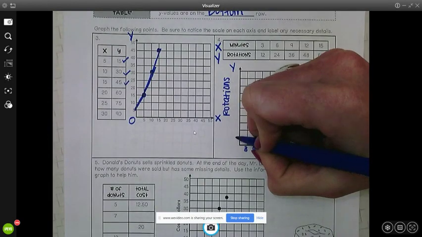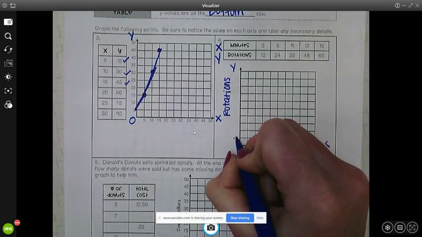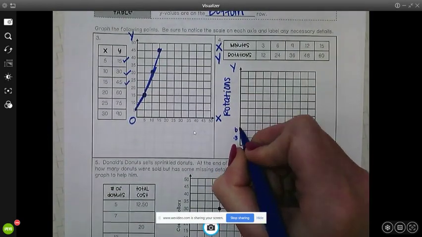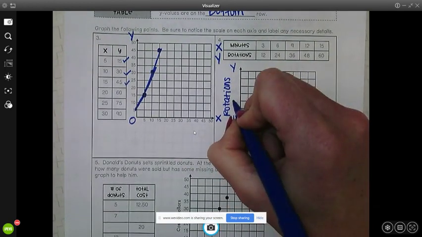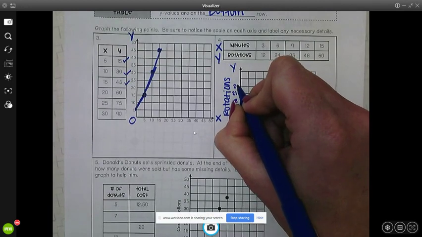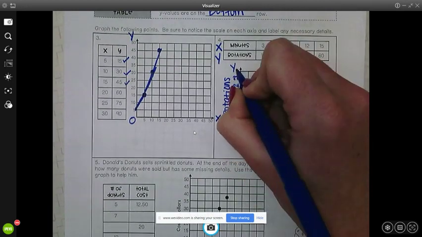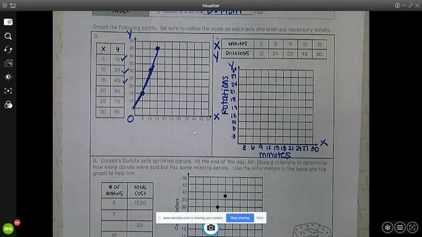And then I'm still going to increase by 3. So I'm going to go 3, 6, 9, 12, 15, 18, 21, 24, 27, and 30. So they're still increasing by the same. And now we can plot them, and we can actually use that table to graph.